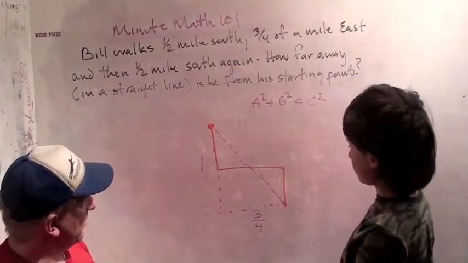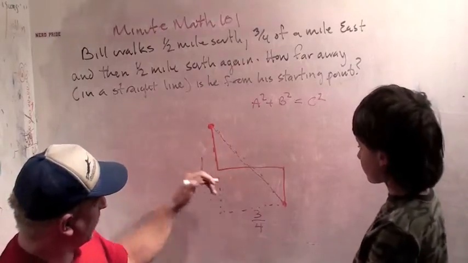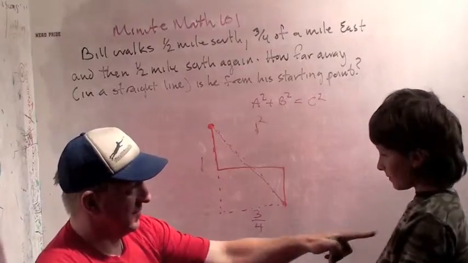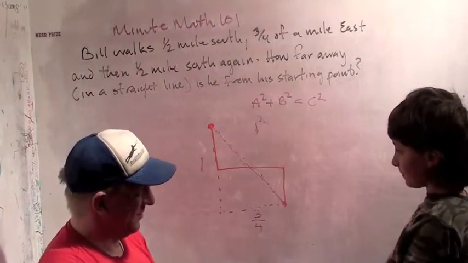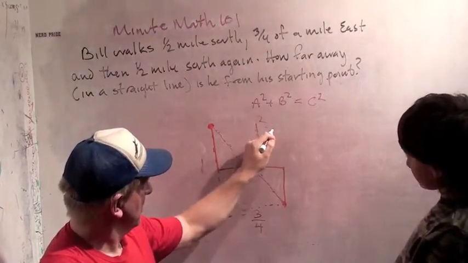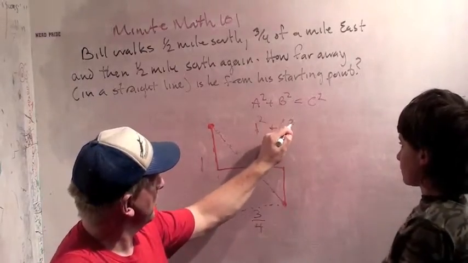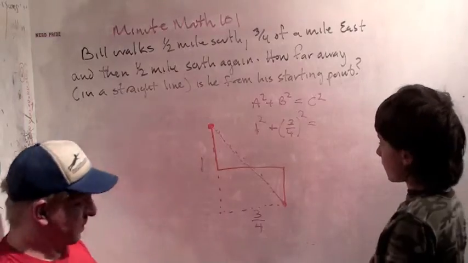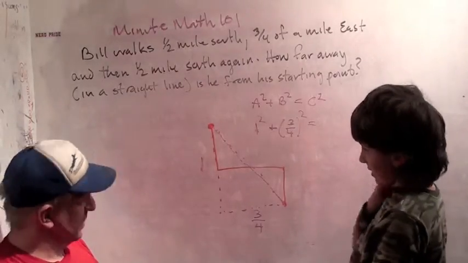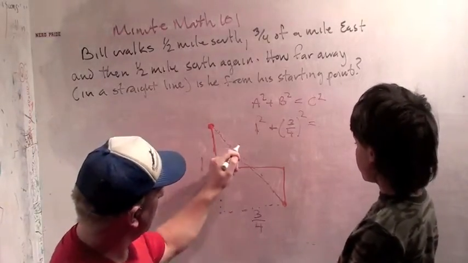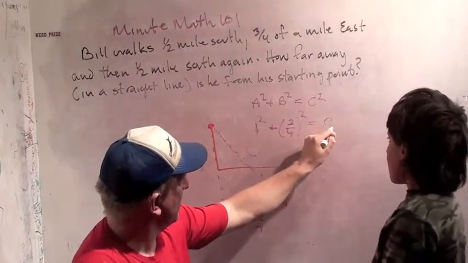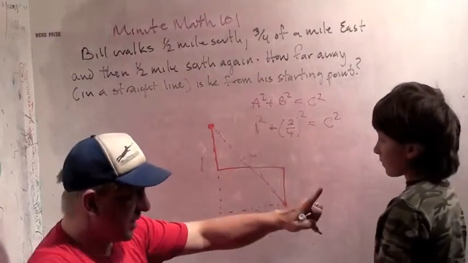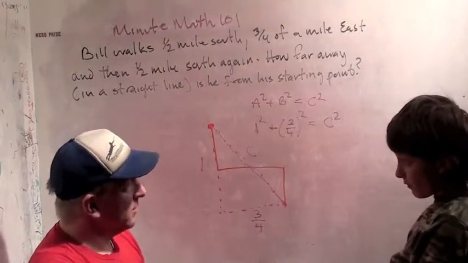So the Pythagorean theorem tells us that 1 squared, which is 1. 1 times 1 is 1. Plus 3/4 squared. And what is 3/4 squared? 3/4 times 3/4, which is 9/16. And this is going to equal our hypotenuse, c squared. We don't know what c is, but we're going to figure out what c squared is. And when we get c squared, what can we do? Find the square root.